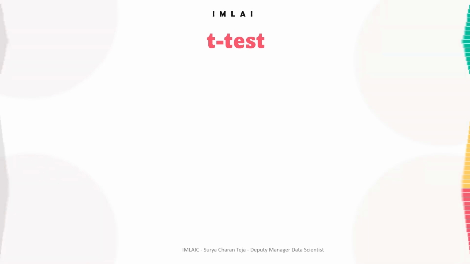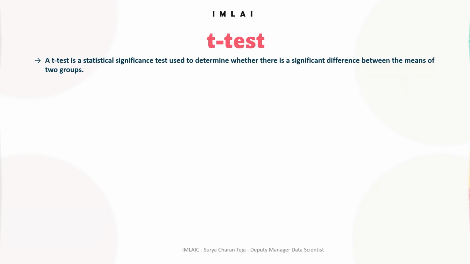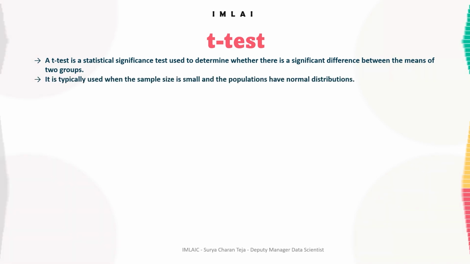A t-test is a statistical significance test used to determine whether there is a significant difference between the means of two groups. It is typically used when the sample size is small and the populations have a normal distribution. So there are two main types of t-tests.